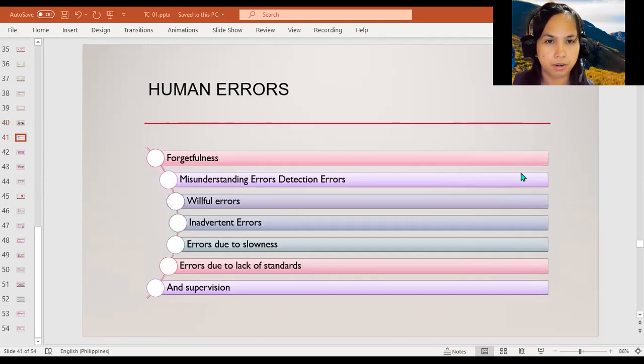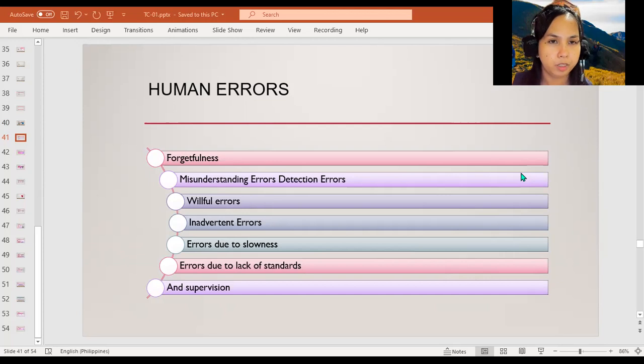Okay, these are the eight different types of human errors that can lead to defects. One, forgetfulness. Next, misunderstanding errors, detection errors, and then willful errors, inadvertent errors, errors due to slowness, and errors due to lack of standards and supervision.